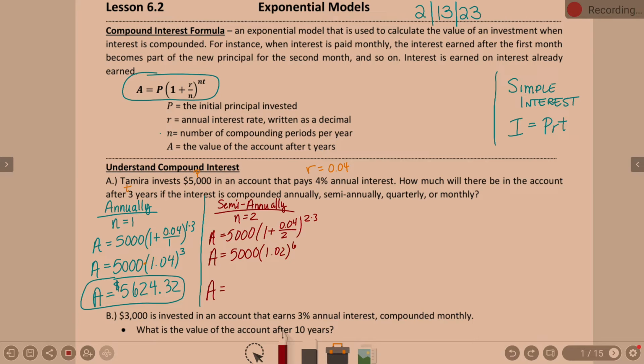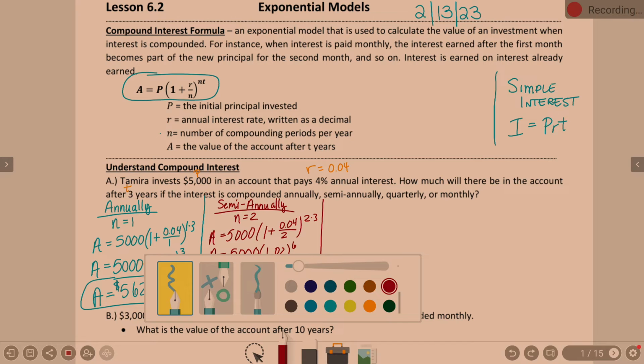Does your answer agree with my answer? Because you haven't done it yet? Okay. What would you write your answer as here? $5,630.81. Okay, sounds good.